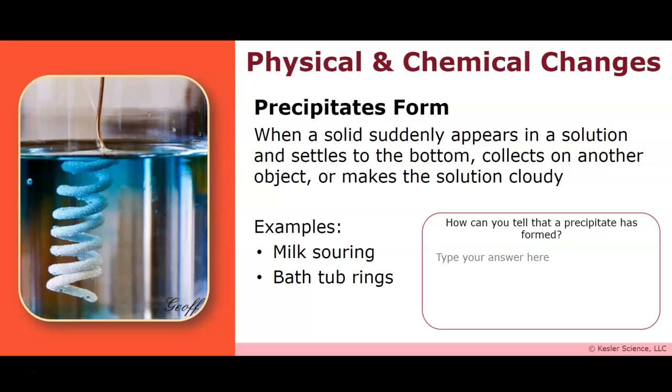Another thing that happens during chemical changes is we get something called precipitates. So a precipitate is a solid that appears in a solution and settles to the bottom. For instance, if you've ever grabbed sour milk, at the bottom there's milk solids. You can see it. It also changes the smell, which is a chemical reaction as well. Or bathtub rings. That's a reaction between the soap and your body salt and water, and you get a precipitate on your tub.